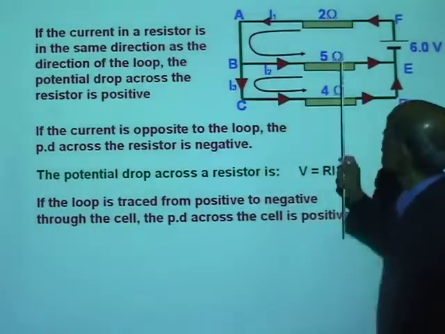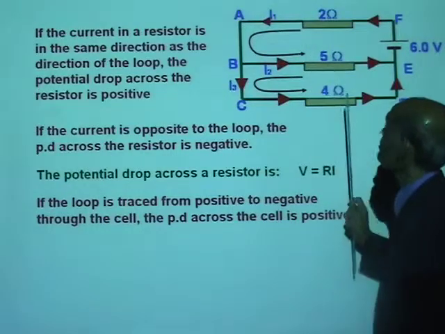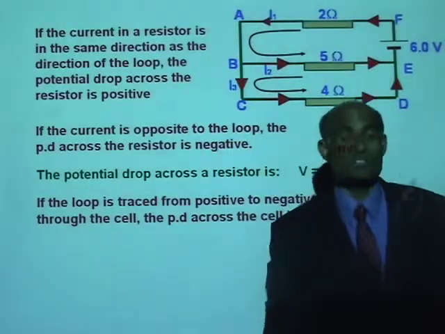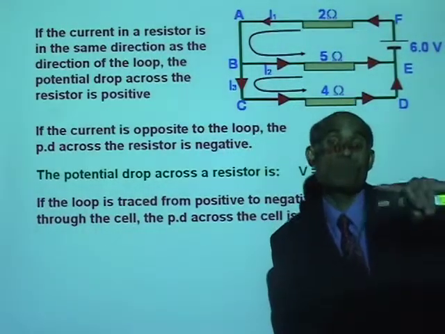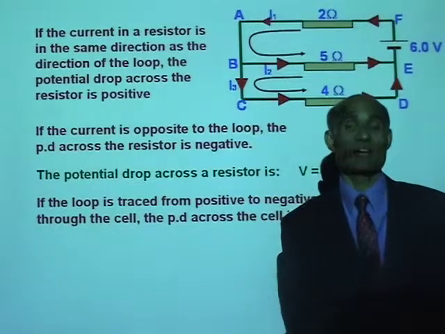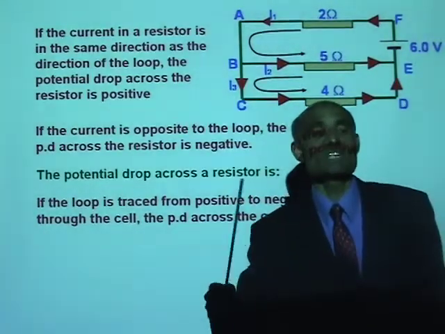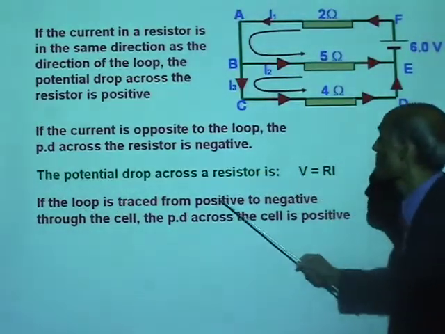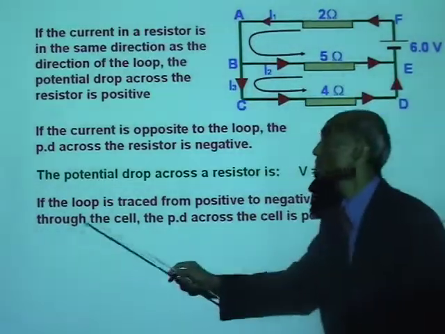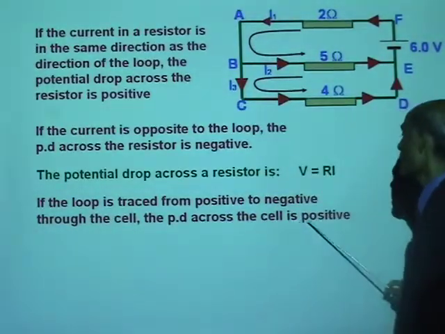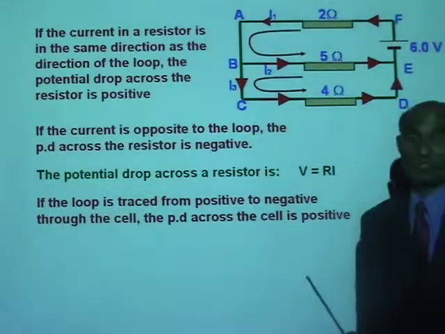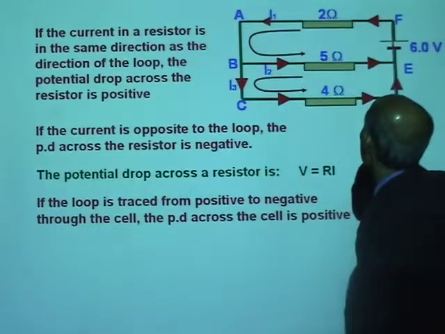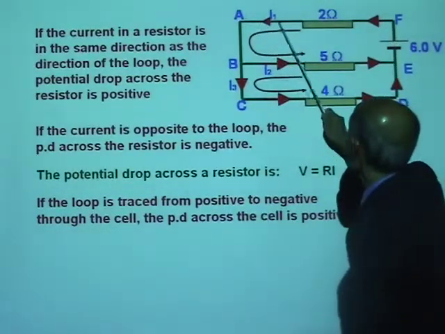Alright, now we talked about the potential drop across resistors. Now, if there are cells or batteries in the circuit, there is a potential drop across the battery as well. How do we assign a positive or negative sign for that? Now watch this. If the loop is traced from positive to negative through the cell, the potential drop across the cell is positive. For example, if I trace out this loop A, F, look at that. Look at the direction in which the loop is coming.